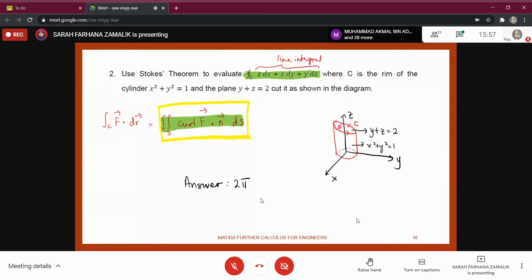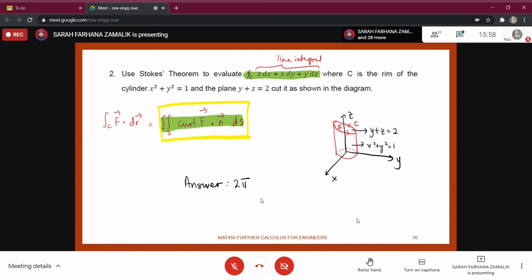Okay, so number 2, the question asks you to use Stokes Theorem to evaluate. So it gives that line integral. Yes, you must show the double integral. In this case, you need to look at where S is, because later you want to determine its S. Where C is the rim of the cylinder, x square plus y square equals 1 and the plane y plus z equals 2, cut as shown in the diagram.